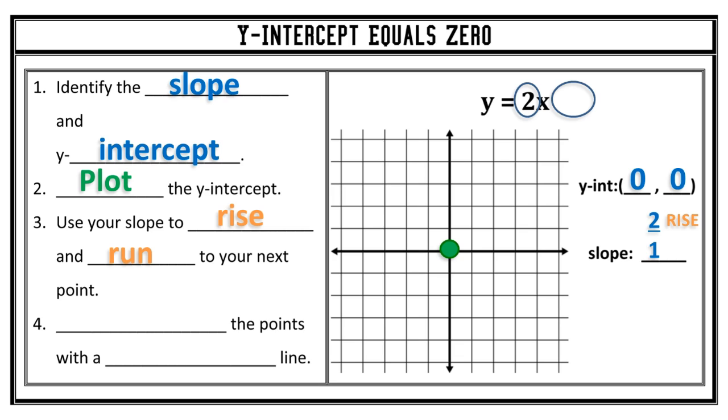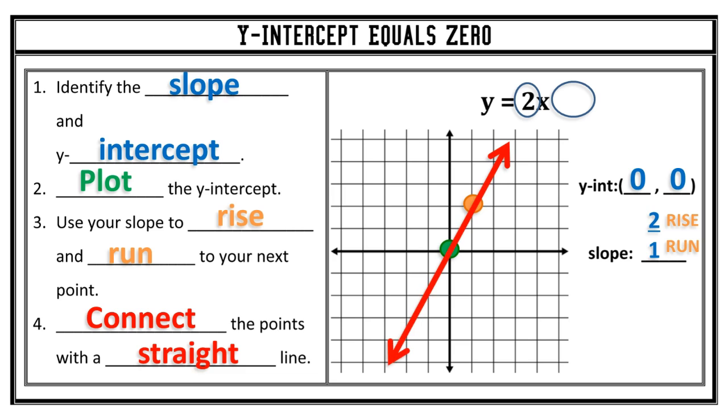That's 2 in a positive direction, so I'm going to go 2 up. And then I'm going to run. It's positive 1, so I'm going to run in a positive direction. Right is positive, left is negative. So I'm going to go 1 to the right. There's my next point. 2 points define a line, so I'm going to connect the points with a straight line.